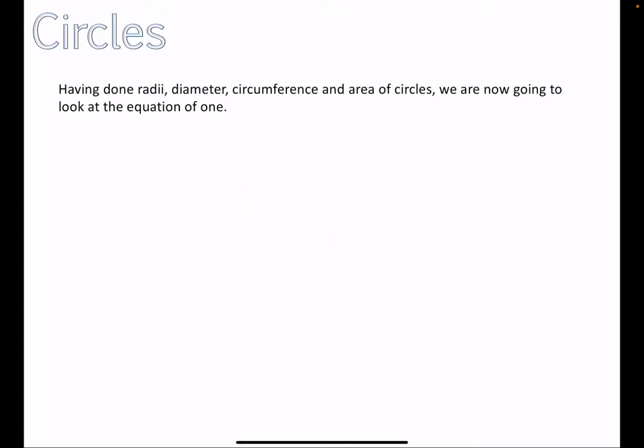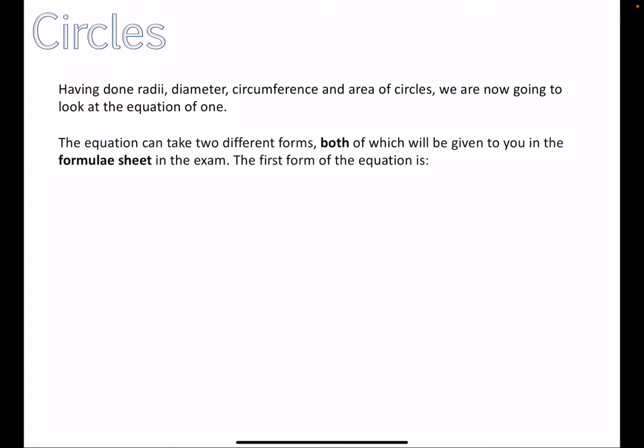Okay, obviously when we're dealing with circles, we think about a center. That's not on the edge of the circle. However, it plays a big part in the actual equation of a circle, okay? So having done radii, diameter, circumference, and areas of circles, we're now going to look at the equation of one, as I just said. The equation can take two different forms, and these are both actually given in your formula sheet, okay? I'm going to start with one and move on to the other, but they're both quite important.